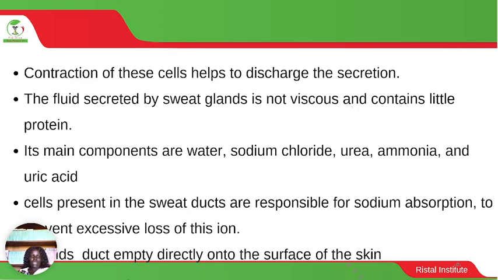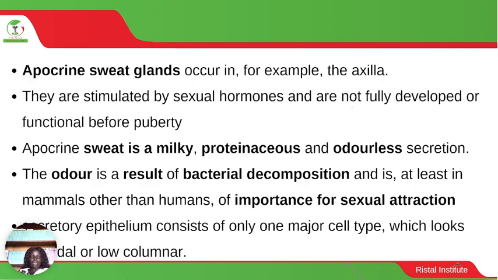Cells present in the sweat ducts are responsible for sodium absorption to prevent excessive loss of these ions. So, much as water is lost out, at least the sodium ion is retained so that the person does not lose much of it. The gland ducts empty directly onto the surface of the skin.